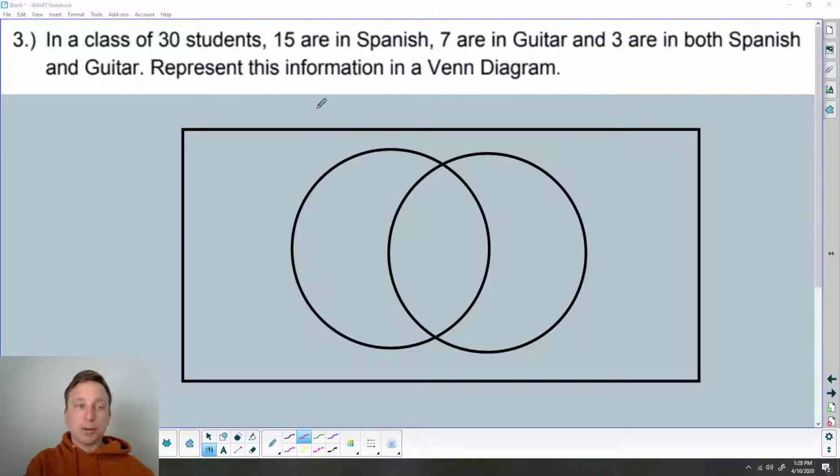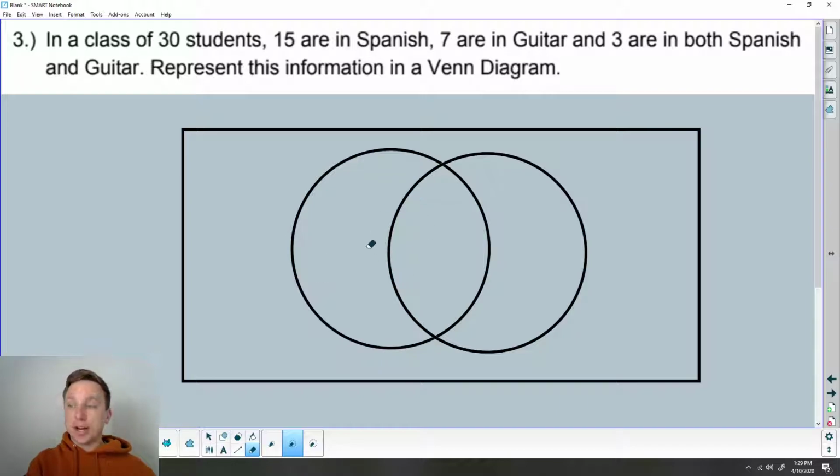So this one is a word problem. We have 30 students in a class, so we know that when I add all of these 4 regions together, actually there's 4 regions here. There's 1 region, 2 regions, 3, and 4. These 4 regions need to sum to 30. So our universal set should total to 30 elements here.